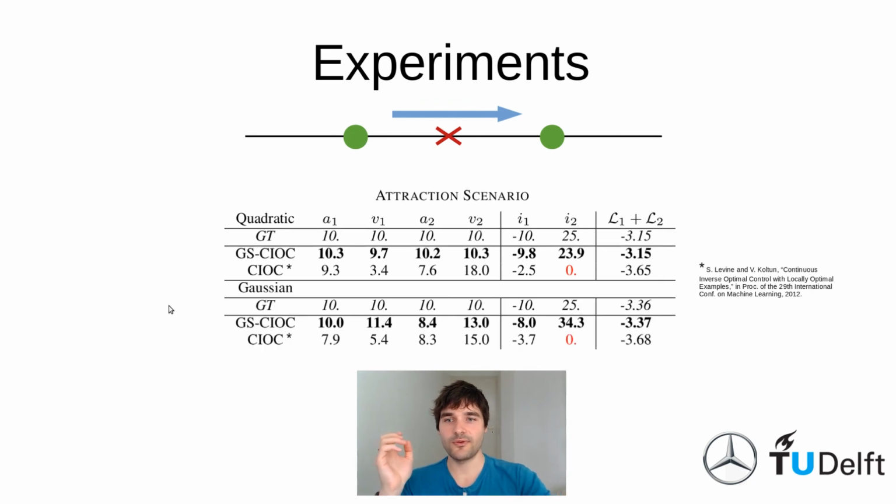We can also do this for a Gaussian interaction reward. So for the quadratic reward, our algorithm is exact. Basically, for the Gaussian one, it is not. It's an approximation only. And here also it demonstrates a reasonable performance and gets close to the actual reward parameters. Again, the single agent version doesn't understand what's going on, doesn't understand how to model this.